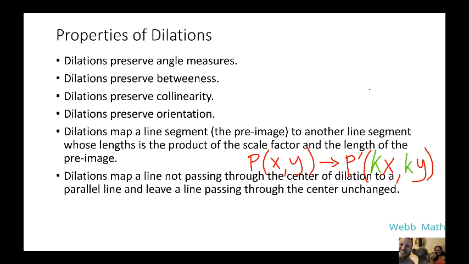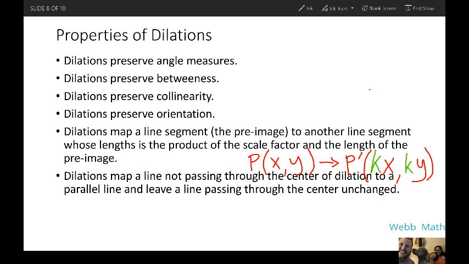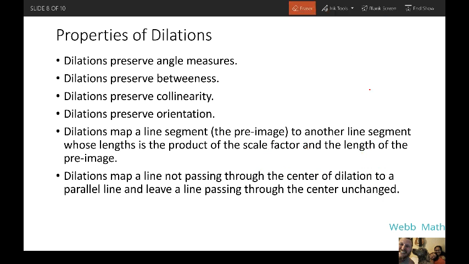Now, your next property just says dilations map a line not passing through the center of dilation to a parallel line and leave the line passing through the center unchanged. So if you remember, if it's at the origin, if you multiply the scale factor by 0, 0, it's still going to be at 0, 0. C is still going to be where C prime ends up being. Okay, nothing changes. Okay, that happens.